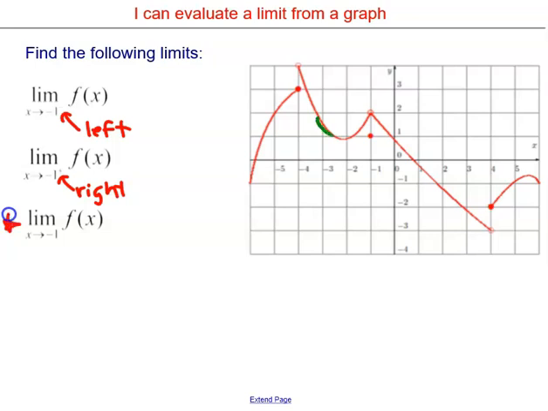So this is below -1, so coming from the left, it looks like it's approaching 2. We're looking at the y values. So it's going to 2 here. As it is approaching from the right, it is also 2. So because the limit approached the same number coming from the left and the right, the limit at -1 is 2. Okay?